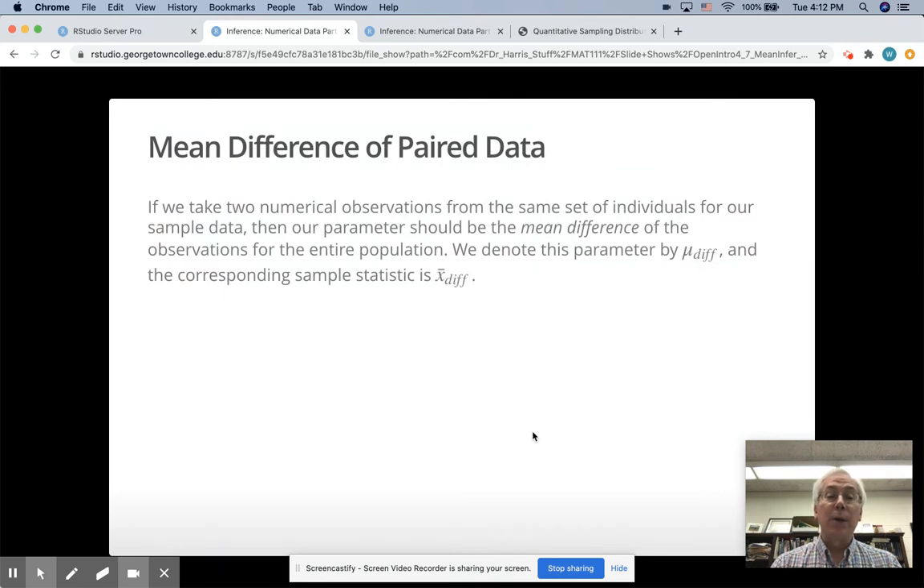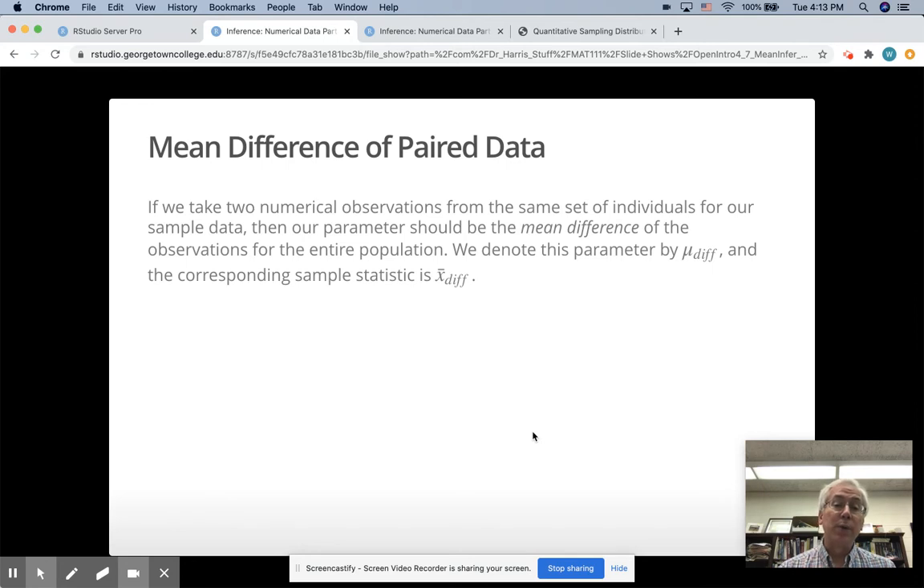But now let's turn our attention to another situation where we have paired data. And so what are we going to do when we have paired data? What is paired data? Paired data occurs when we take two measurements from the same sample. So we have a single sample, but we're taking two different measurements from the individuals in that sample. And when we do that, what we'll often think about is that these two measurements are somehow related to each other.